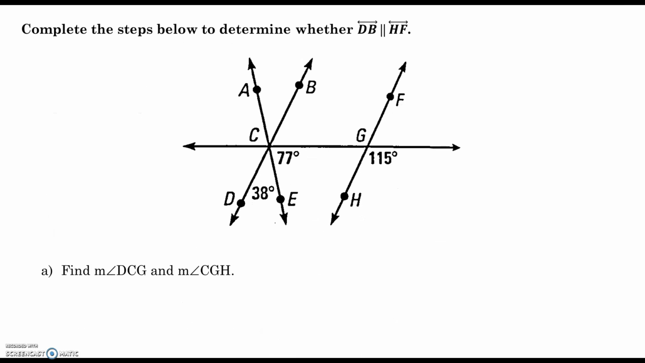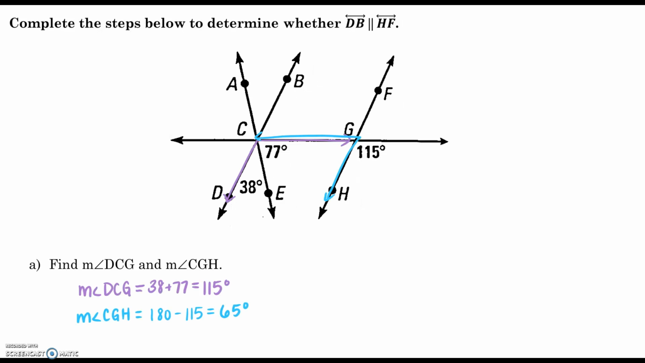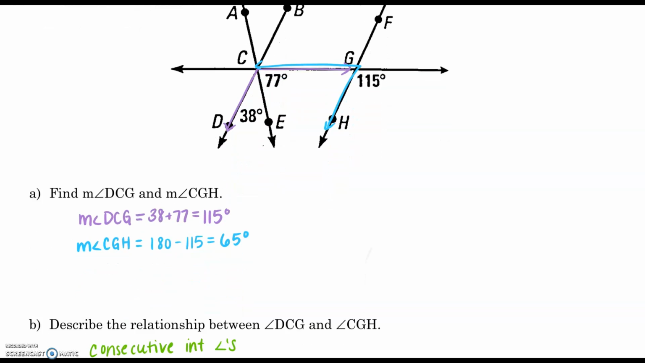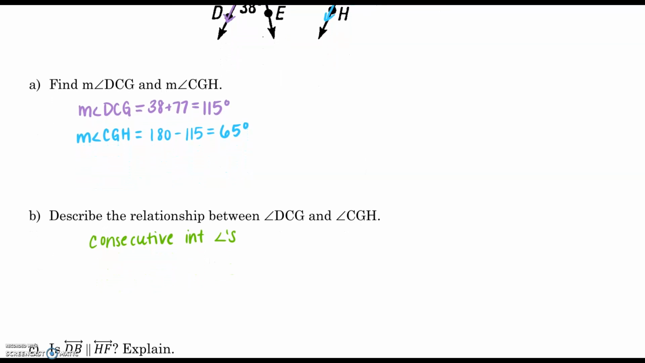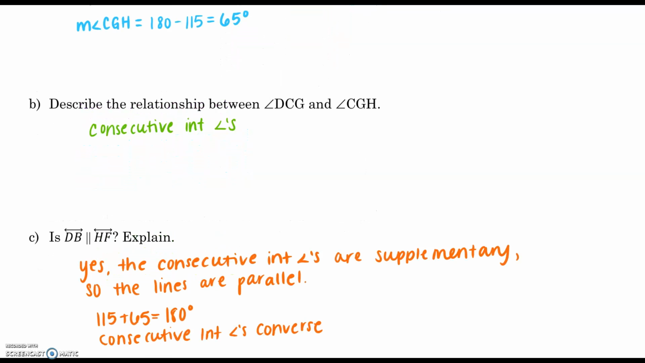Last one, complete the steps to determine whether DB is parallel to HF. So first we want to find the measure of angle DCG and the measure of angle CGH. The measure of angle DCG is 38 plus 77, which is 115 degrees. And the measure of angle CGH is 180 minus 115, which is 65 degrees. And the relationship between these two angles is that they are consecutive interior angles. Lastly, we can say line DB is parallel to line FH because the consecutive interior angles are supplementary. So the consecutive interior angles converse.